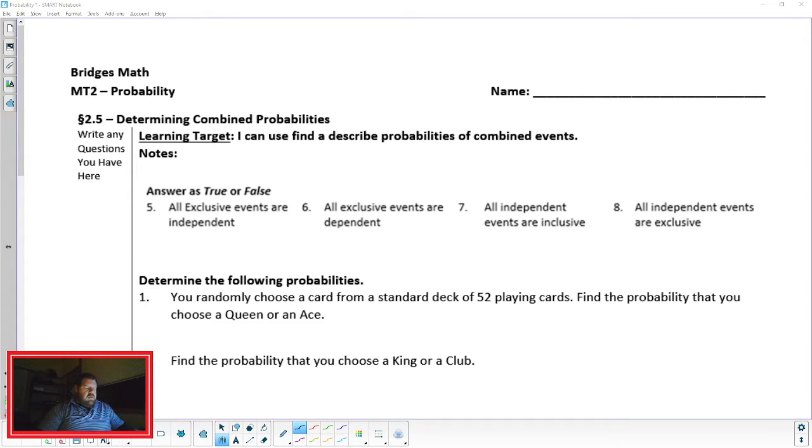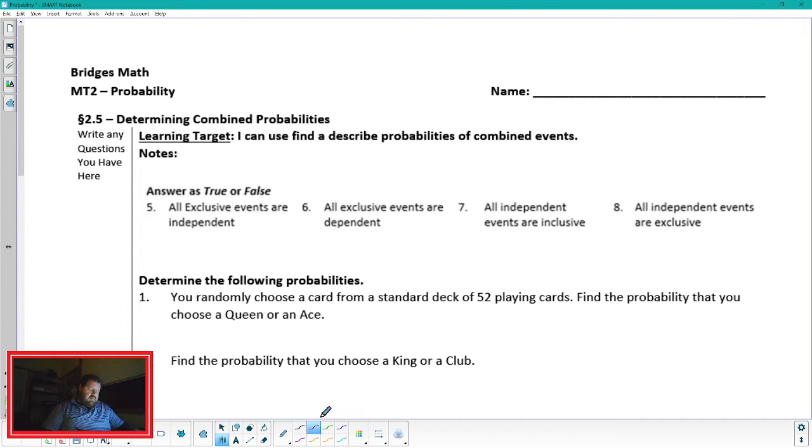Today we're going to be looking at determining what it means more mathematically when we have combined events, and looking at some of the cases where it happens. What does it mean the probability is equal to? We've spent a lot of time on whether it is independent or dependent, and whether it is exclusive or inclusive. Now we're going to use those ideas to come up with some probability calculations.